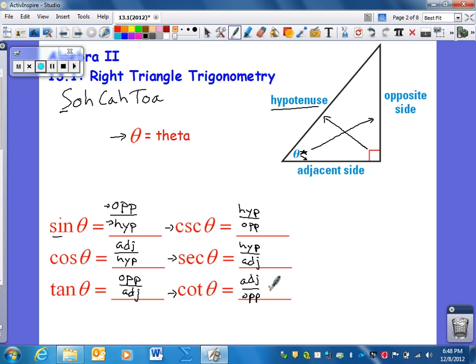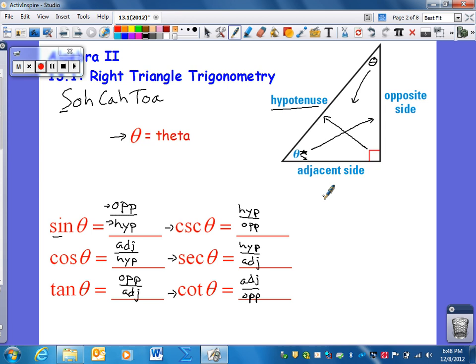If I were to change my angle and put theta up on the top, all of a sudden the adjacent side becomes the opposite side, and the opposite side becomes the adjacent side. So you have to be able to identify the angle, identify the hypotenuse, and go from there. You'll be good to go.